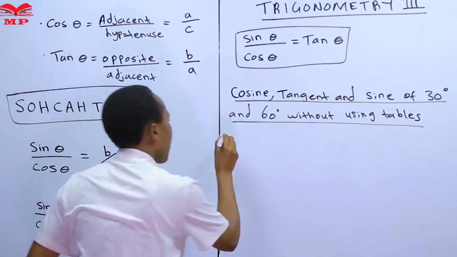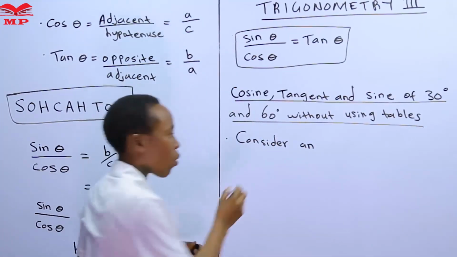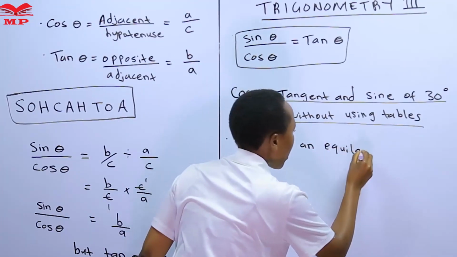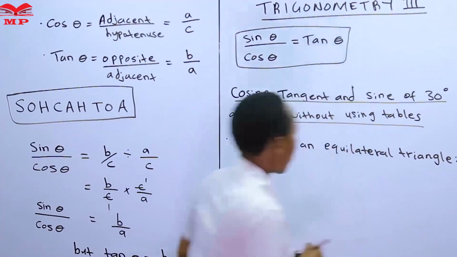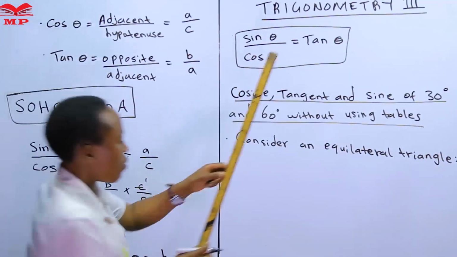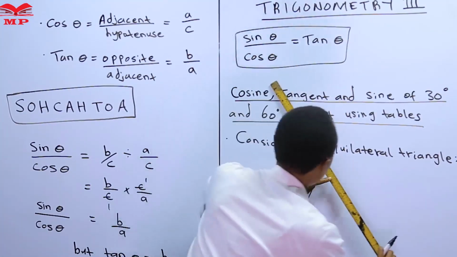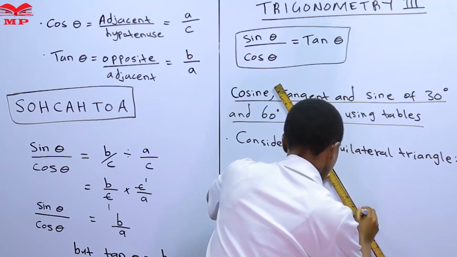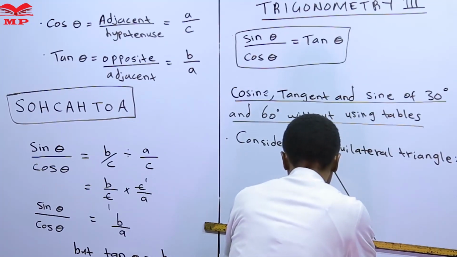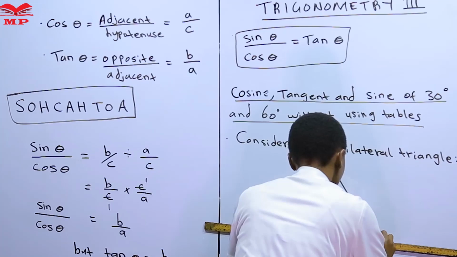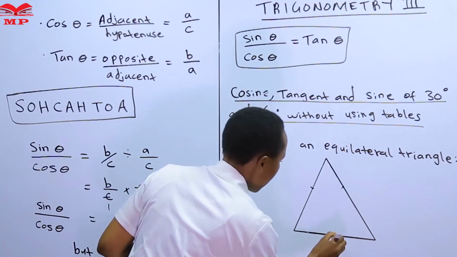Now, in this case, I would like you to consider an equilateral triangle. For an equilateral triangle, the angles are 60 degrees and all the sides are equal. So assume that this is our equilateral triangle, whereby all these sides are equal.